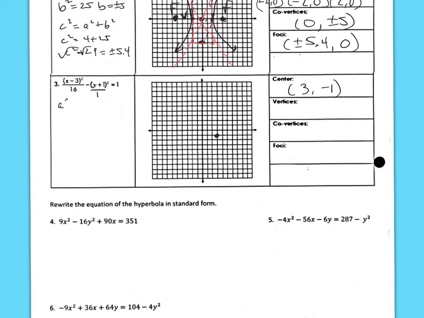A squared is first. A squared is 16, so that means A is plus or minus 4. So in the direction of x, from the center, you go left and right 4. These are your vertices, the coordinates of these points, negative 1, and looks like 7, negative 1. Co-vertices, b squared is 1, so that means b is plus or minus 1, so up and down 1. So this is a skinny little rectangle. The co-vertices are 3, 0, and 3, negative 2.